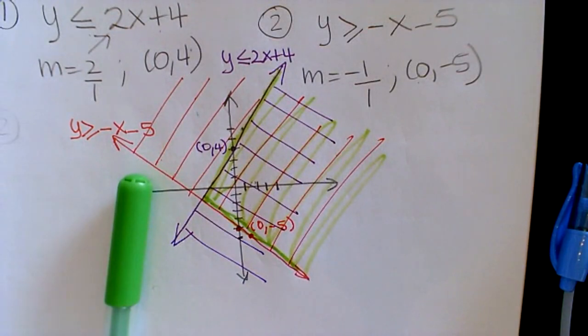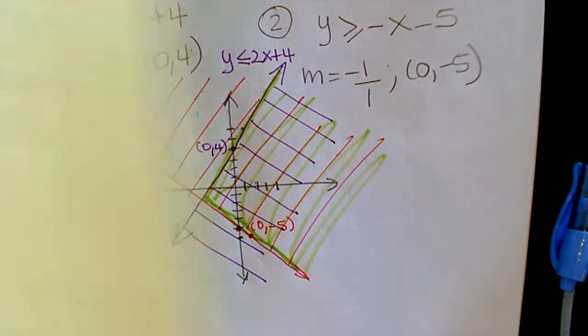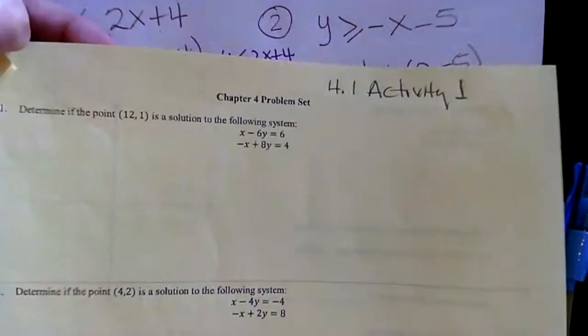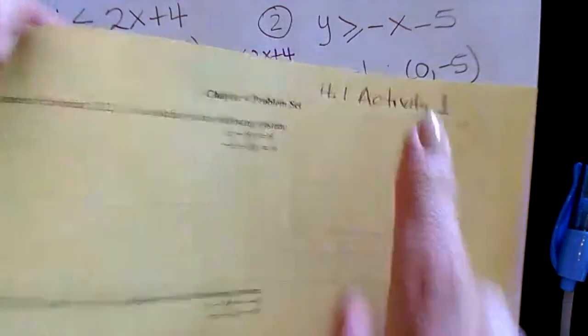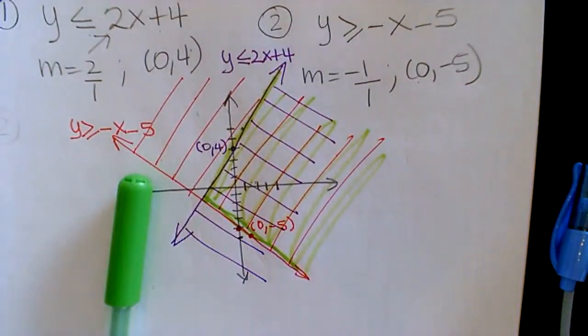And that's going to be the same for all of the other exercises that you have in that activity. It's this one. It says chapter 4, problem set, and it should say 4.1 activity. All right? It's the one that I've been using for chapter 4.